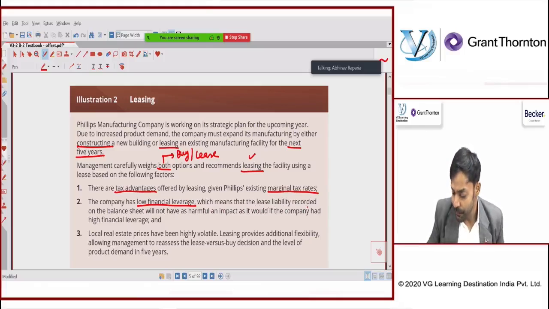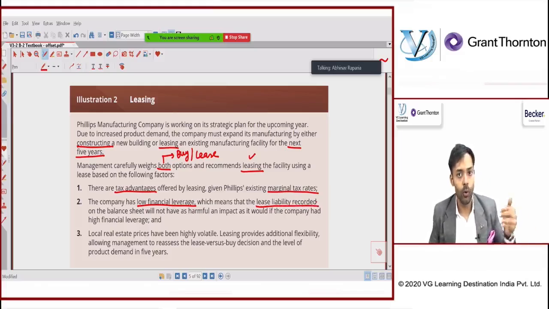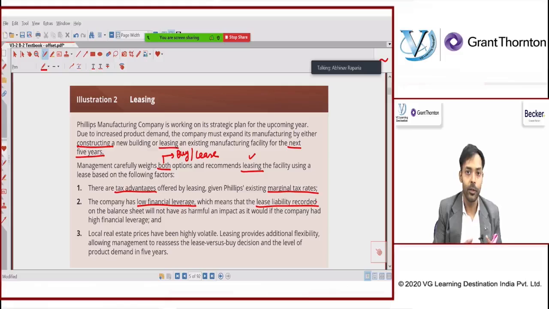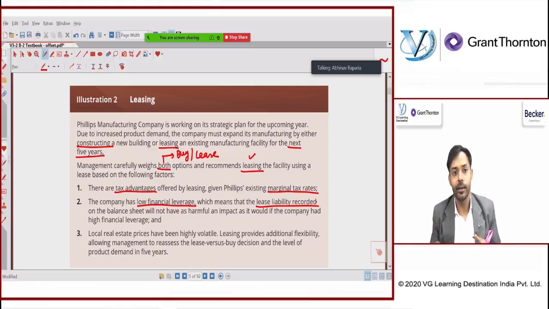The company has a low financial leverage, which means the lease liability recorded on the balance sheet will not have as harmful an impact as it would if the company had a high financial leverage. So debt equity is lesser, the financial leverage is lesser, so you can go ahead and record the lease liability accordingly, right? This would also hold in case you borrow the money and buy the property. In that case, you will have the same impact, because your debt equity is lower, your financial leverage is lower, and if you borrow the money and then buy it, it will give the same impact.